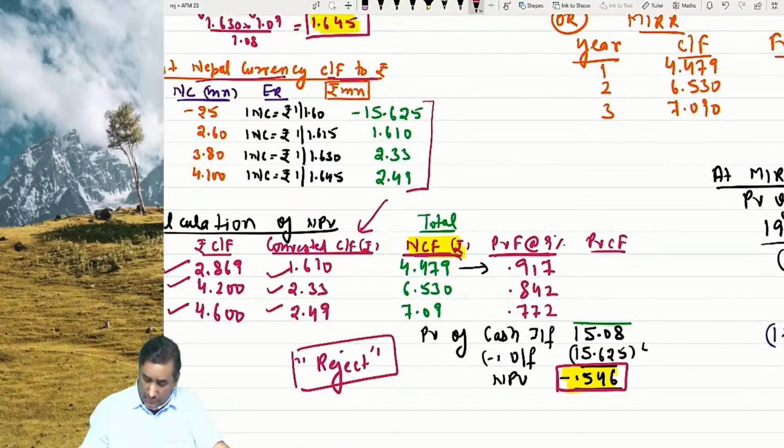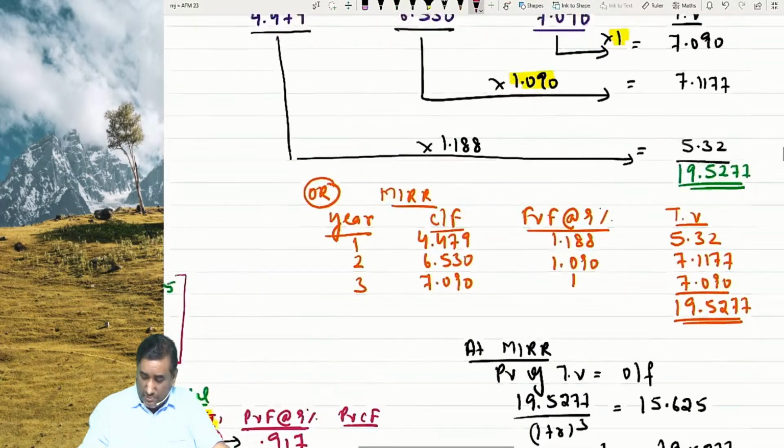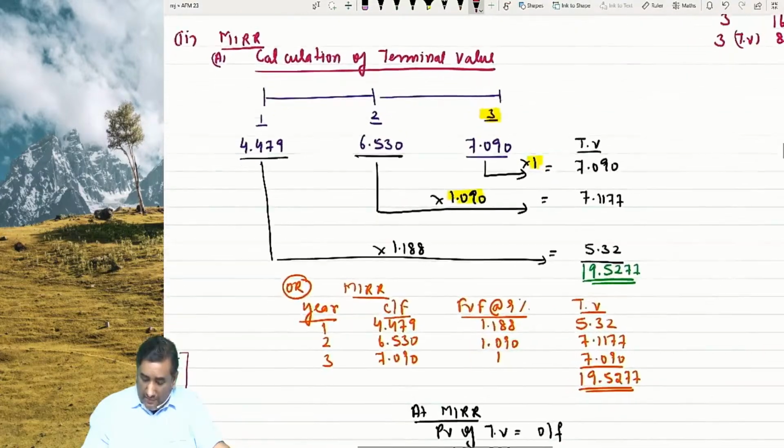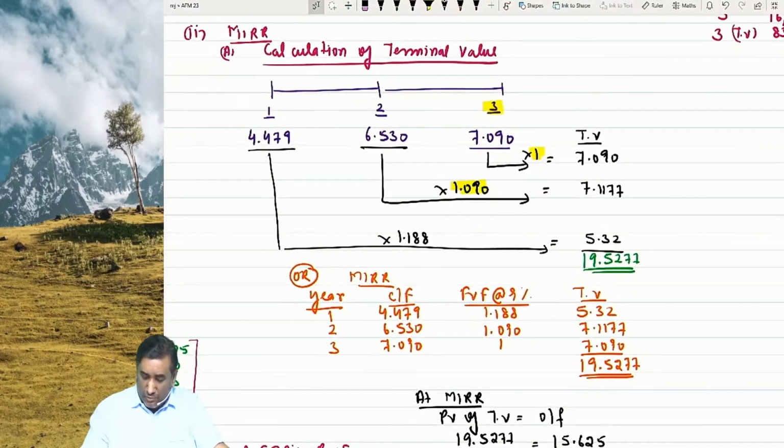These are your cash flows now: 4.479, 6.530 and 7.090. Now look at this. I have actually done it in two formats. In the exam, do not show the line chart. I use line charts so that students get adaptable. Otherwise we do it this way.